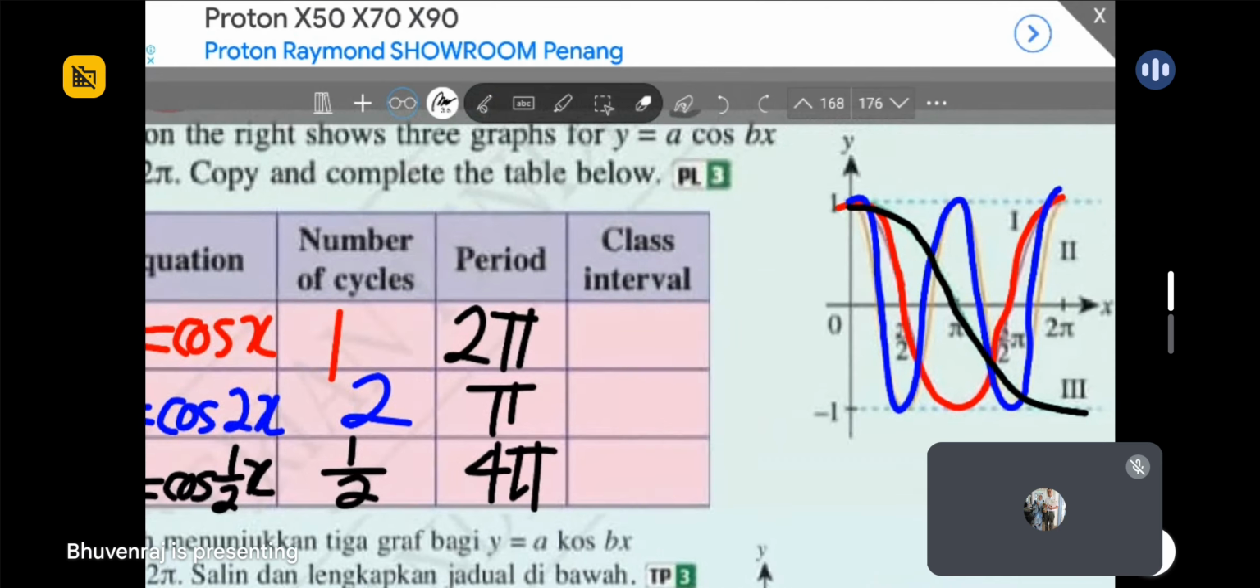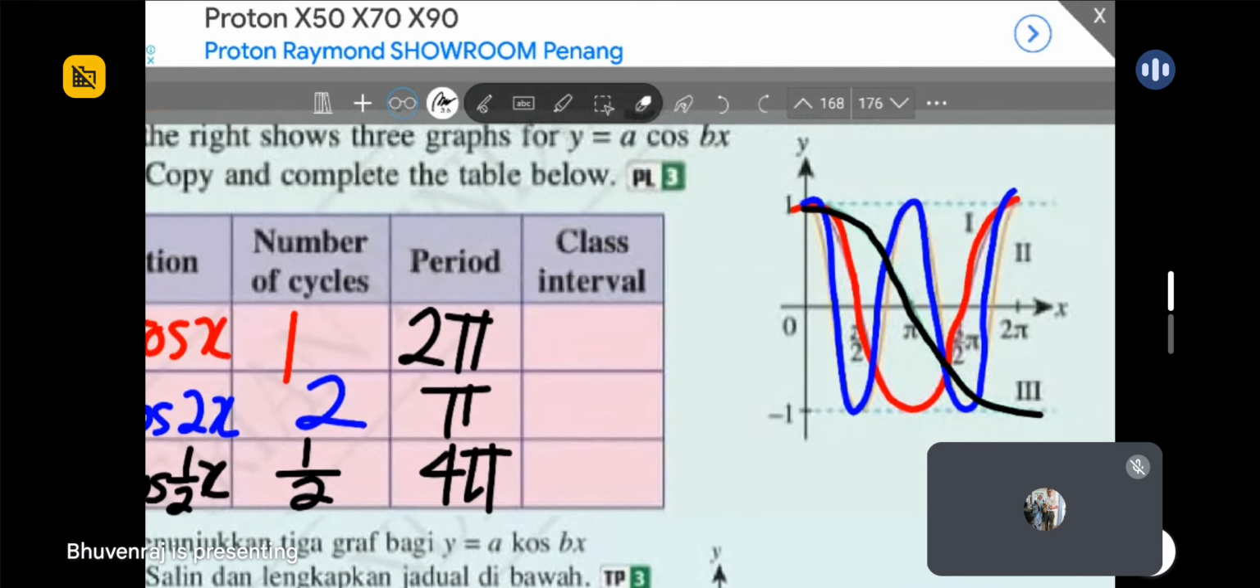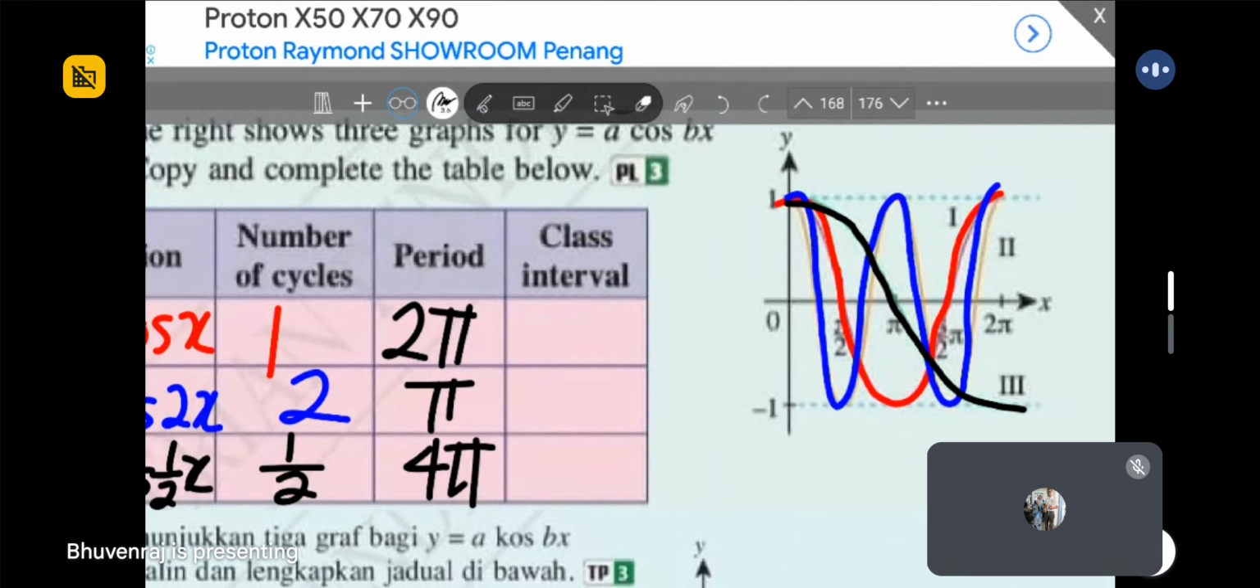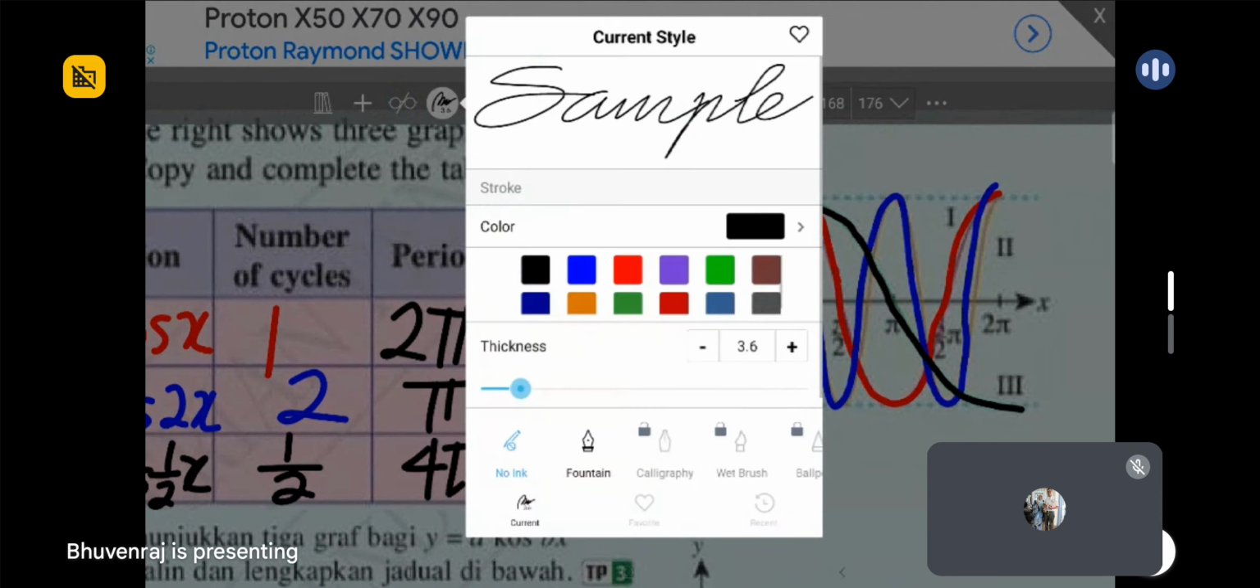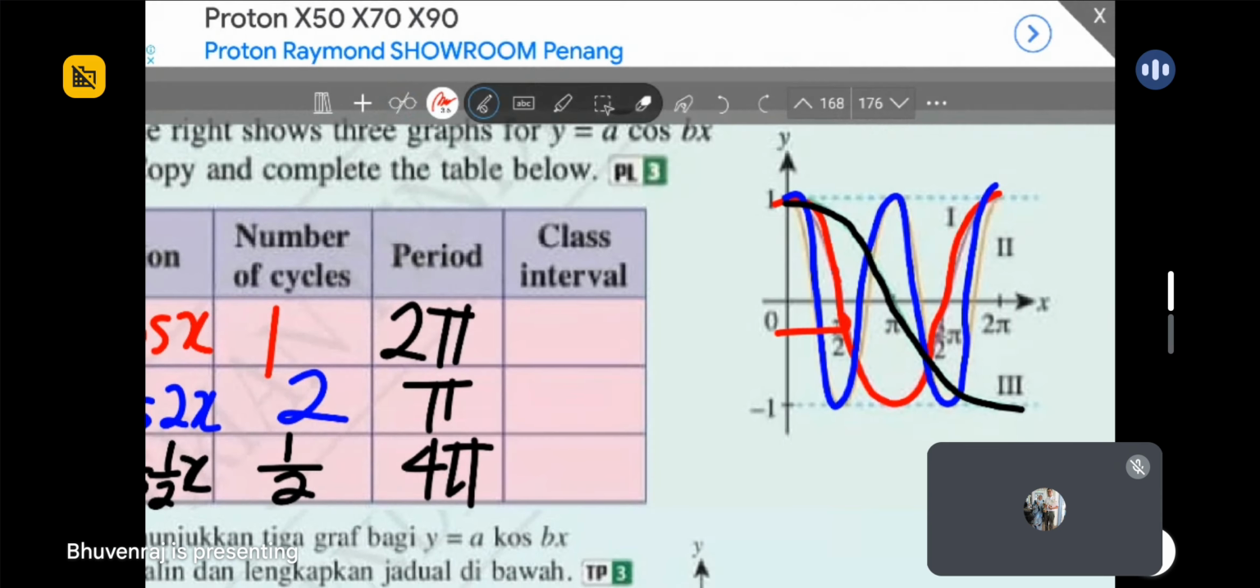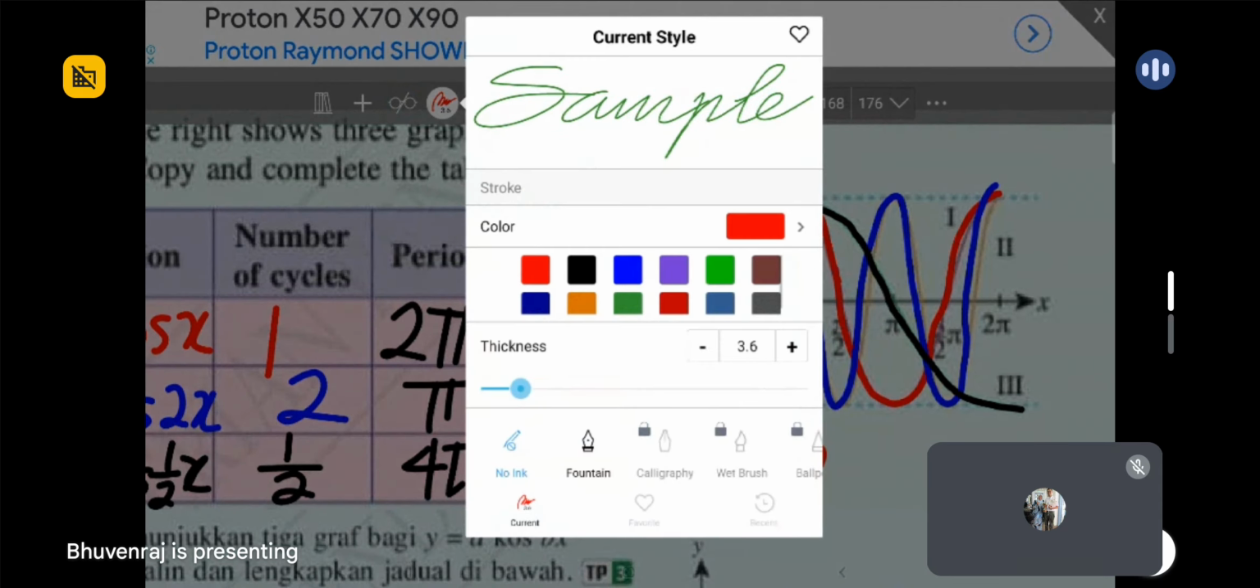Okay, so for class interval, you guys can see the graph and try to get the answer. You can see for the red graph, the class interval is pi over 2. You just see the scale where the graph cuts first, at y equal to 0. So you can see it's at pi over 2, so that means the interval is pi over 2. Selang kelas dia tu pi bahagi 2.